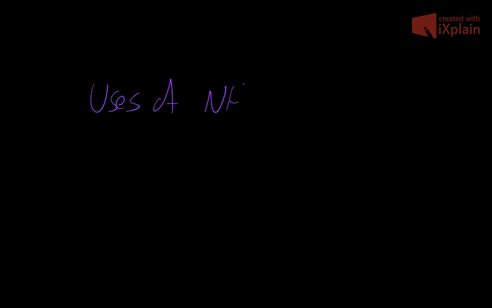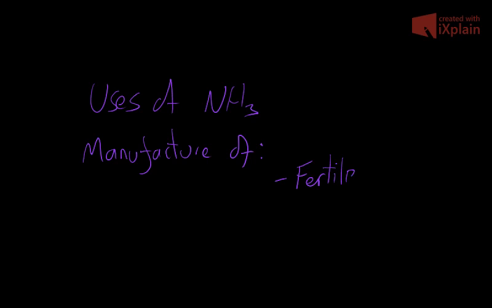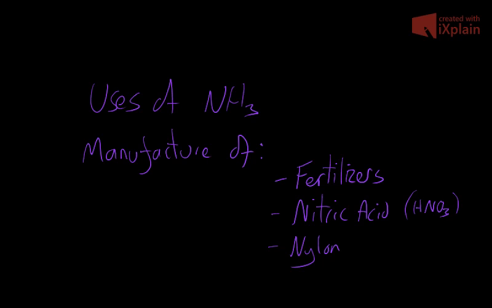The last thing to mention, the uses of ammonia. There are 3. Just need to know them, don't need to know any of the equations. First of all, manufacture of fertilizers. Second, making nitric acid, HNO3. And lastly, manufacture of nylon.